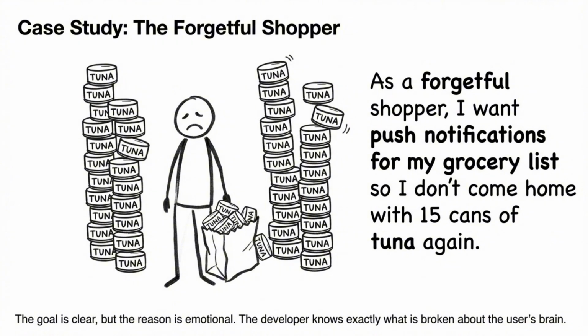Moving on to slide 6, this is our forgetful shopper case study. The user story here is pretty classic, right? I want push notifications so I don't buy 15 cans of tuna again. But it's not just about the technical feature. It's emotional. The developer realizes the goal is clear, but they're actually fixing a glitch in how the user's brain works. They're really bridging that gap between what they need and what they actually remember to do.